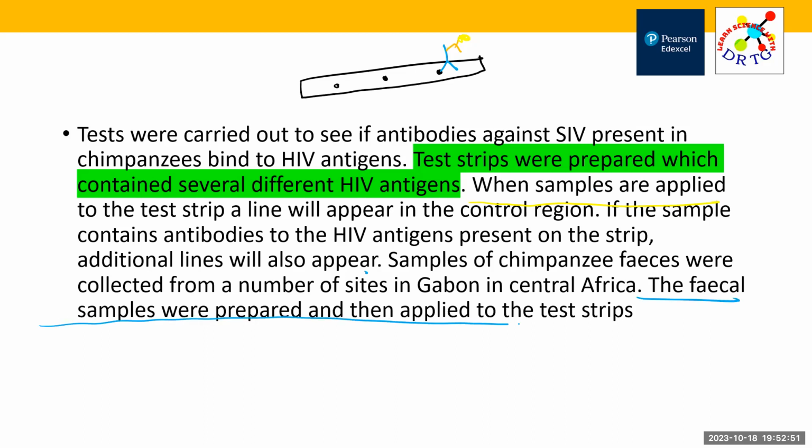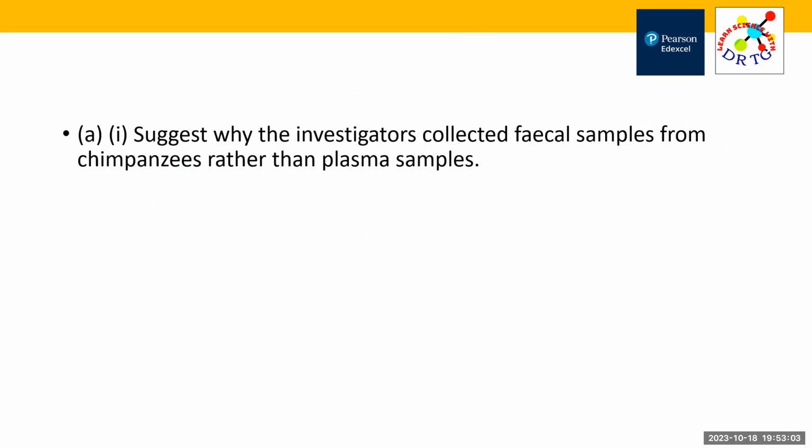Here it asks why the investigators collected the fecal samples that were prepared and then applied to the test strip. So with monkeys, they collect fecal samples and use these fecal samples for this experiment. The question asks why the investigators collect fecal samples from chimpanzees rather than plasma samples. So what do you think? How do you think to answer this question?